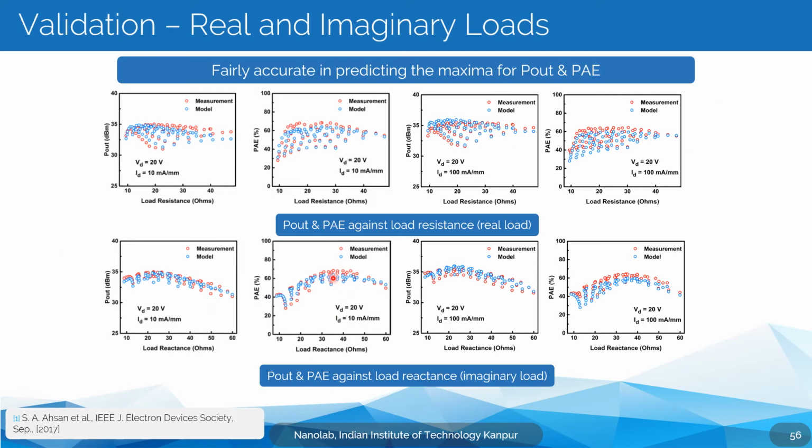Now here again we have the validation of the model. Once you've extracted the DC and RF part, this validation is for different load resistances and different load reactances. So basically the real parts and imaginary parts of the loads are both accurately captured by ASM-HEMT, and that too for different bias conditions. This one bias condition is 20 volts and 10 milliamps per millimeter. These two are 20 volts and 100 milliamps per millimeter, and these are for the real parts. These are for the imaginary parts of the loads.